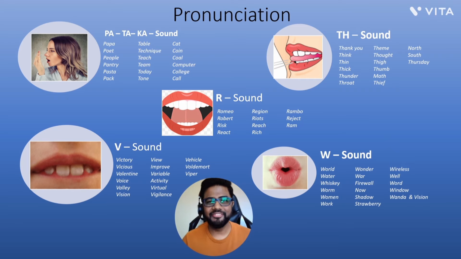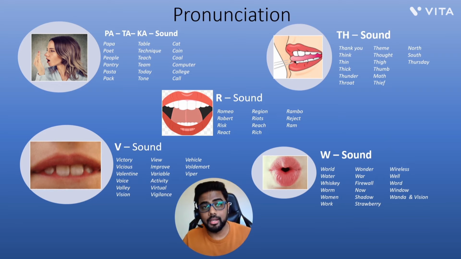Now the next sound is the V sound. We as Indians, including me, do get confused with the V and the W sounds. For the V sound, the words that start with the letter V start with biting your lips. It's like V, love, victory. It's not love. It's not victory. It's love, victory, vision, vigilant, vehicle. It's like that.